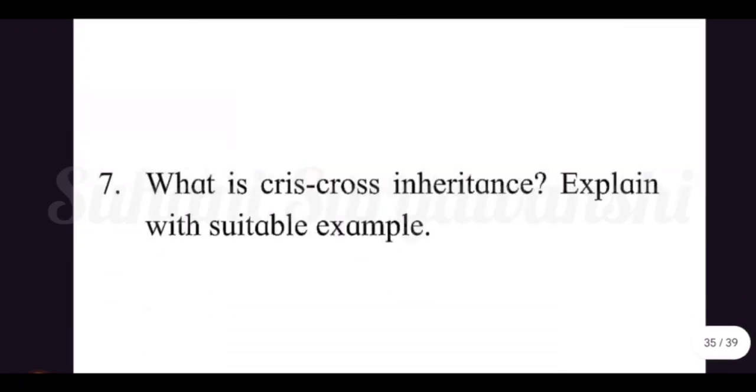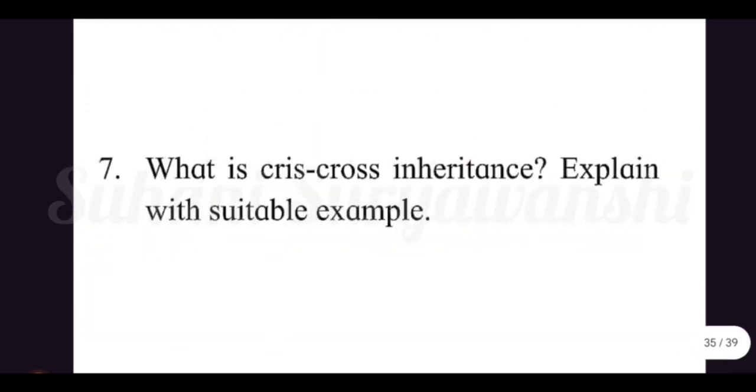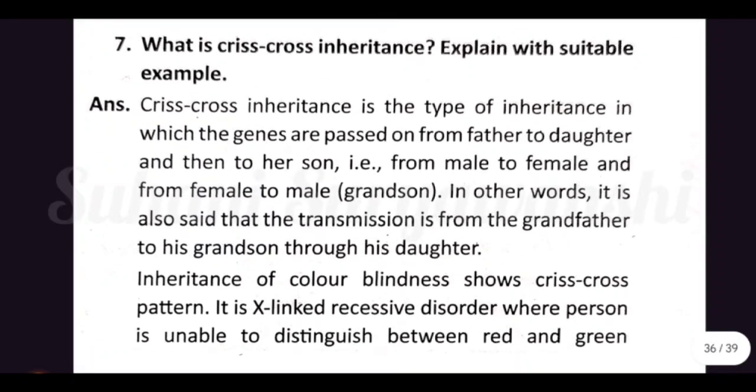Next question is, what is criss-cross inheritance? Explain with suitable example. Okay, so here is the answer. Criss-cross inheritance is a type of inheritance in which the genes are passed on from father to daughter and then to her son. That is from father to daughter to son, that is from male to female and from female to male, that is grandson. In other words, it is also said that the transmission is from the grandfather to the grandson through his daughter. Inheritance of color blindness shows criss-cross pattern.